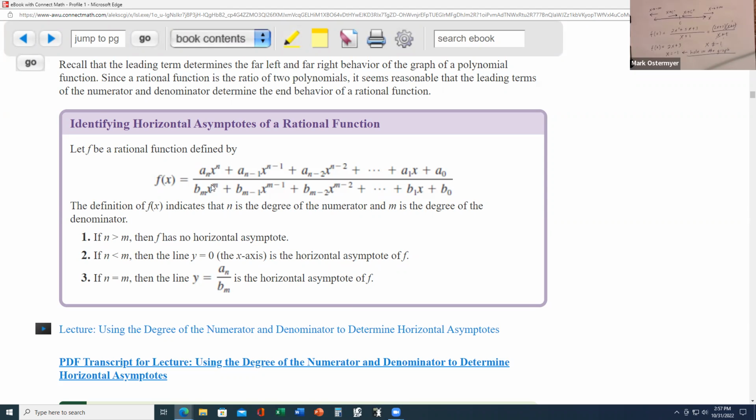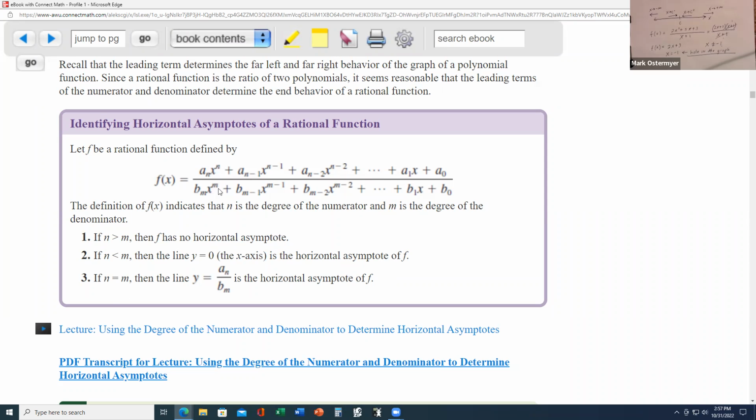If, on the other hand, the numerator degree is less than the denominator degree, like if you have a second degree polynomial over a third or fourth degree polynomial, then your horizontal asymptote will exist, and it will be the line represented by the equation y equals 0. But the horizontal line y equals 0 is nothing more than the x-axis. So if the numerator degree of a rational function is less than the denominator degree, the x-axis will always be a horizontal asymptote.